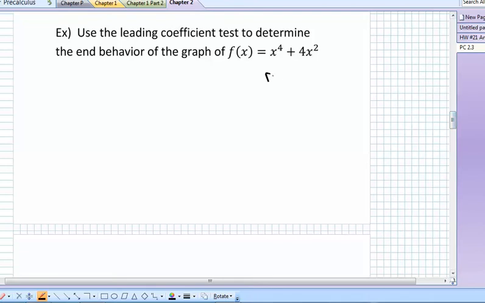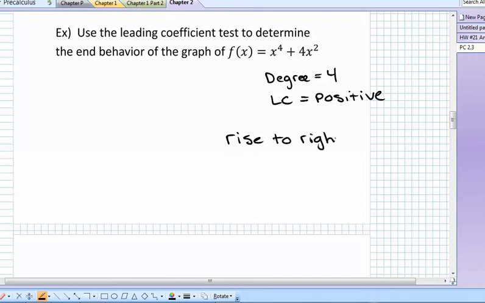We'll notice the degree is 4. The leading coefficient is positive. So since the degree is even and the leading coefficient is positive, it's going to rise to the left and rise to the right. So basically, it's going to go like that, up in both directions at the end.